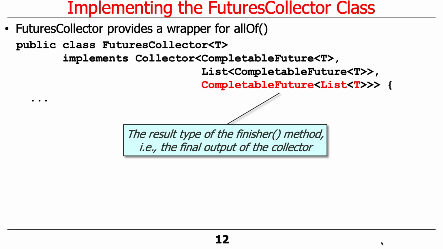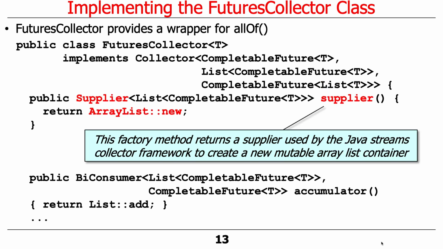It's really super cool. OK, so let's talk about some of these simpler methods, which are pretty much always the same. So supplier is a factory method that returns a supplier that's used by the Java Streams collection framework to create a new mutable array list container. So supplier just returns a constructor reference that knows how to make an array list. So all that's saying is that our mutable result container that will collect the stream elements will be a list of completable futures of type T. So that's what that is.